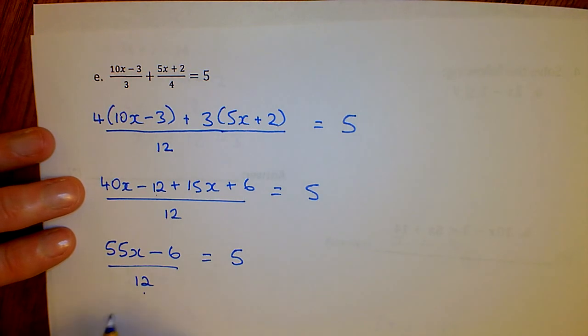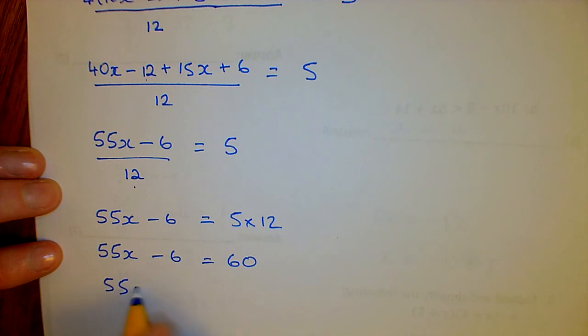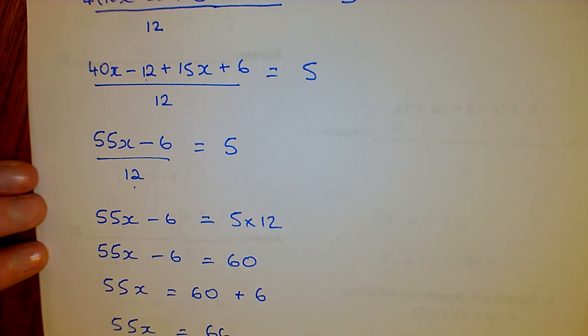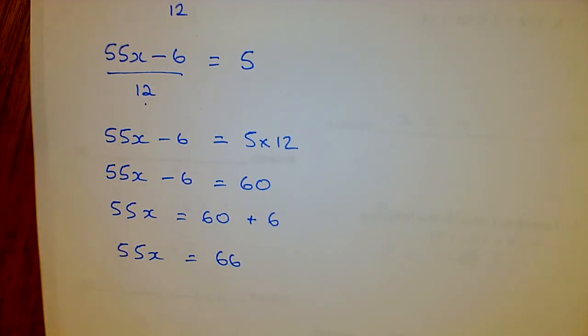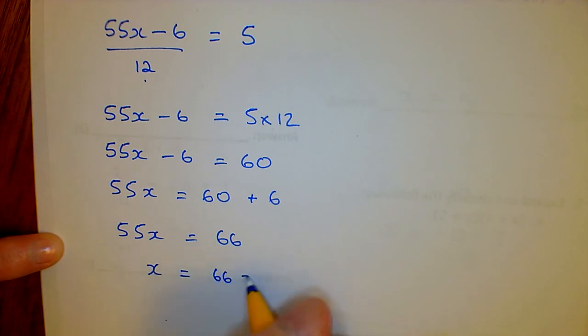So now I'm going to bring this divide by 12 across and it becomes multiply by 12. So that gives us 60. I'm going to bring the 6 over and I get 55x equals 60 plus 6, so 55x equals 66. So x then is 66 divided by 55, and that's 6 over 5 then.